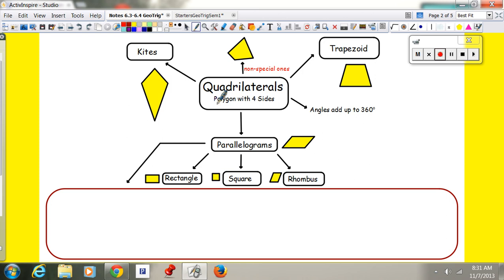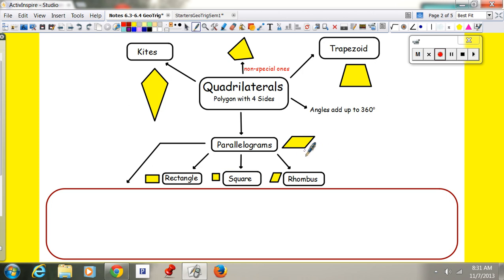And then we know, well, in the middle here it says polygon with 4 sides, and angles we know will always add up to 360. The third part of the quadrilaterals is parallelograms. That we're going to talk about now. That's going to be for the next few sections. We're going to be talking about parallelograms. Now, parallelograms, we know they have 4 sides. We know the angles add up to 360. We know they kind of look like this right here.